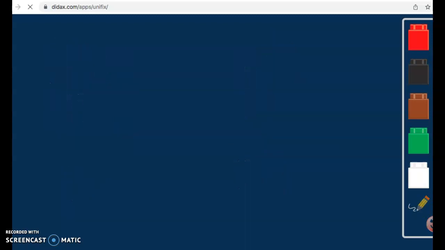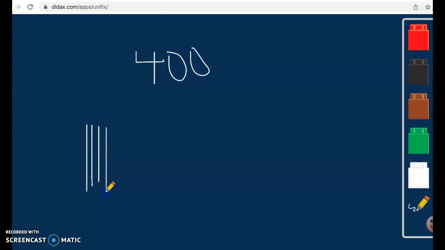So let's do another one. If we wanted to have a bundle of, let's say, 400. How many bundles do we need to make 400? Well, if one bundle is 100, we would need 4 bundles. So it would look like this. Remember, if we circle this, that's one bundle of 100. So we need 4 of those in order to create 400.